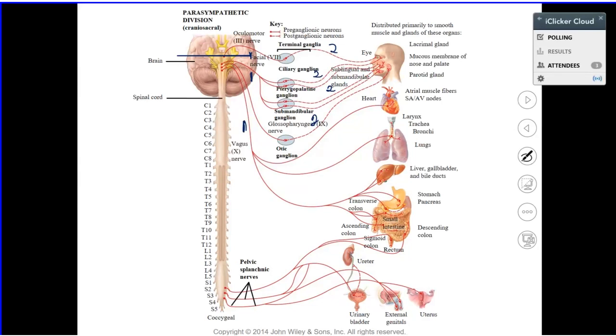So if you looked in your textbook, this picture's straight from your textbook, there's a key. The preganglionic ones are the solid ones. That's the one I put the 1 by. The postganglionic ones are the dotted ones. And that's the one I put the 2 by. Okay, so this picture is just another way to demonstrate and show you what the parasympathetic system looks like.